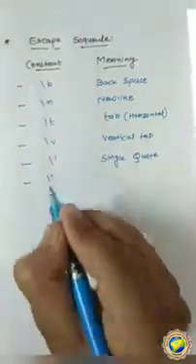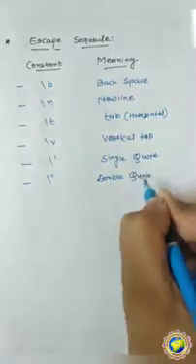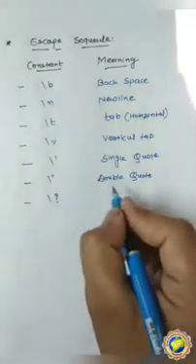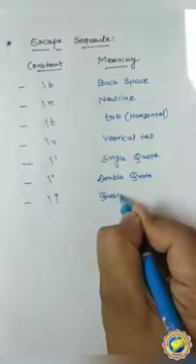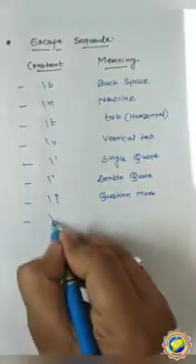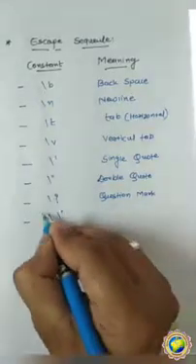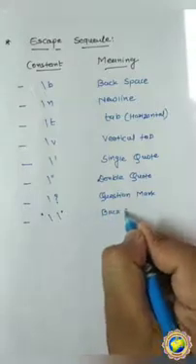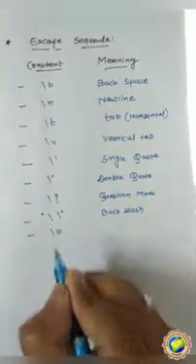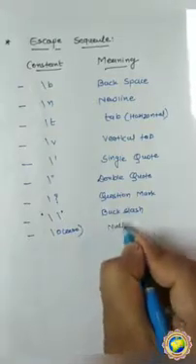Then \" is used for a double quote, and \? is used for a question mark, as well as \\ is used for a backslash, and \0, this is the 0, is used for a null.